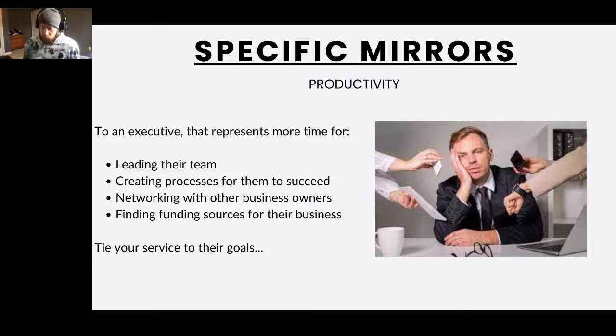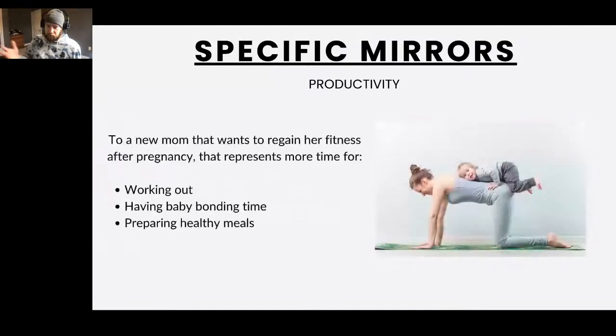And so it's kind of the same thing if we were to look at a second example, like a mom who just had a baby who's wanting to regain her fitness or re-implement a fitness regime after her pregnancy. And so how would productivity or opening up more time help her? Well, she might find more time for working out. She might find time to be able to balance working out with having bonding time with her newborn. She might find more time to prepare healthy meals, right? And so again, it's about this concept of, okay, I will open up more time for you, but it's through the lens of the person that you're speaking to.